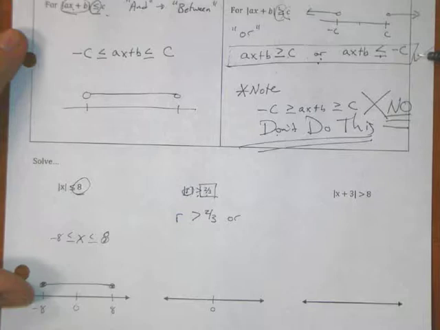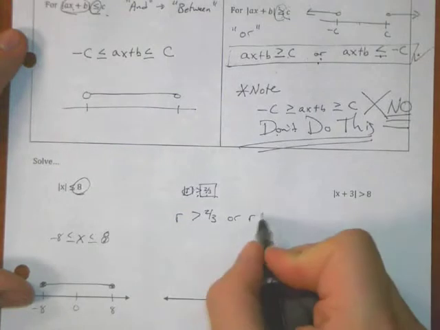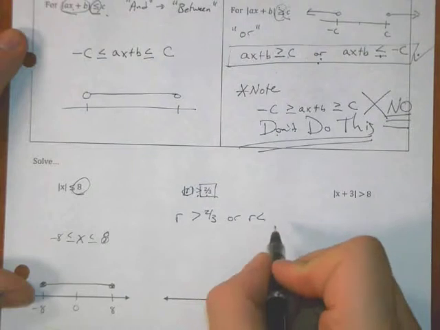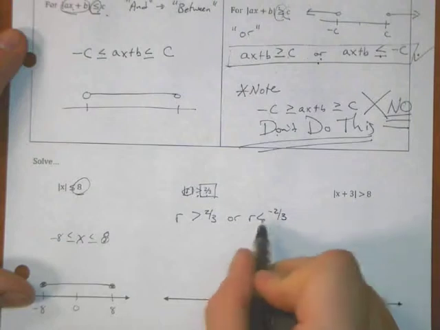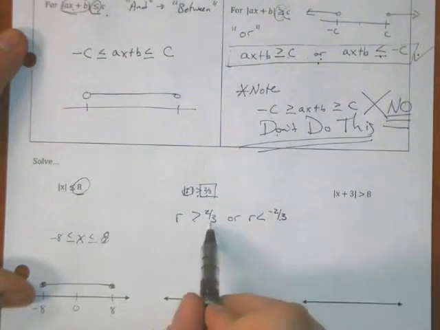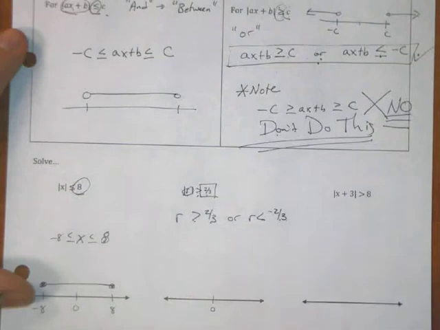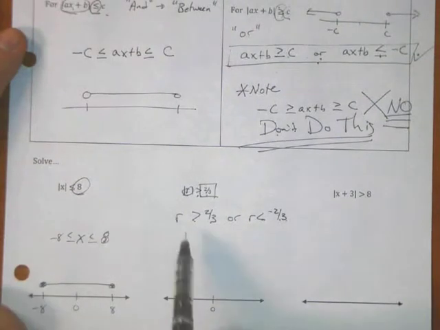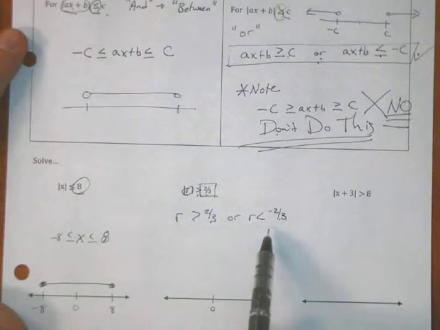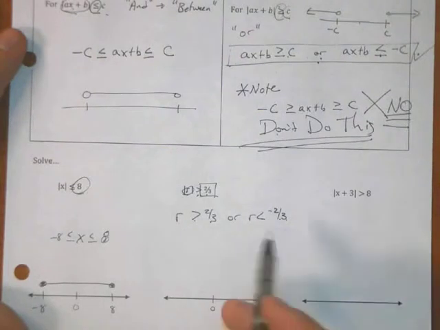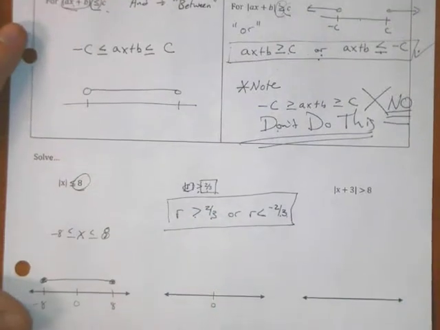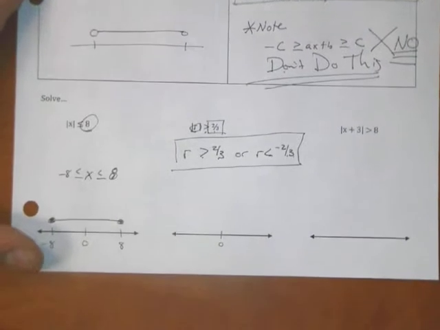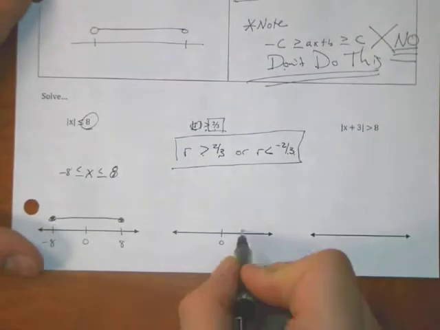So what should my second inequality be? R is less than negative 2/3. Less than the opposite. Bigger than the positive, less than the negative. Do I need to solve this anymore? Is there anything else to do here? No. Okay, so then how do I graph this? Let's find where 2/3 is. There's 2/3.